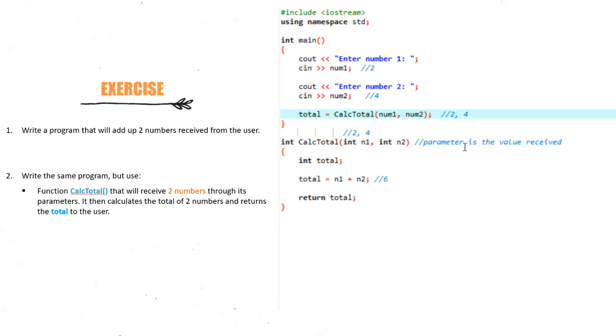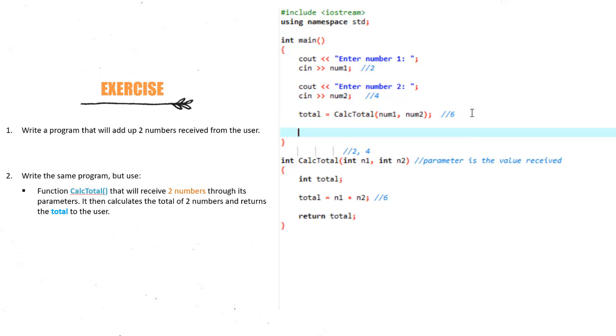Oops, cannot do that. All right, so this total will receive 6. Okay, now when I output this, so cout total, you write here total. So this total actually refers to this total, not this one. This one is inside here. It's a different function, so do not look at that.